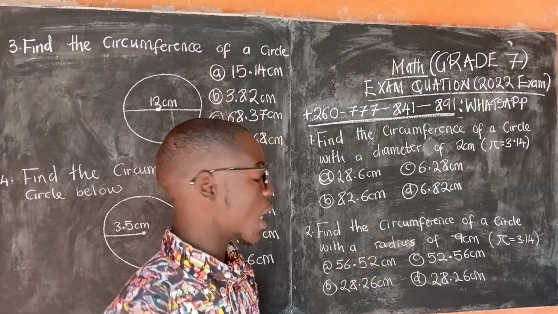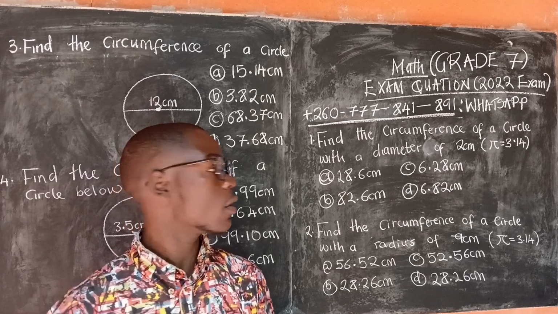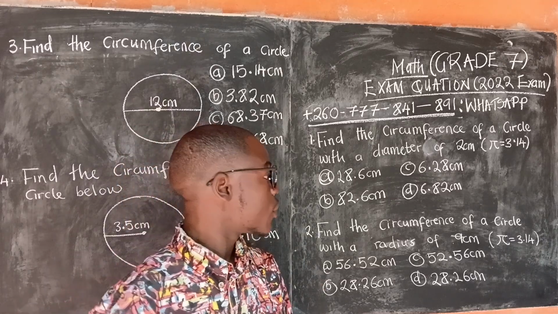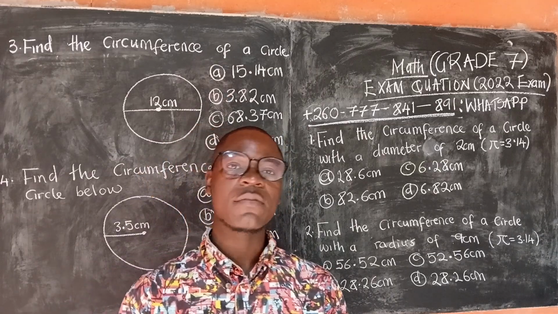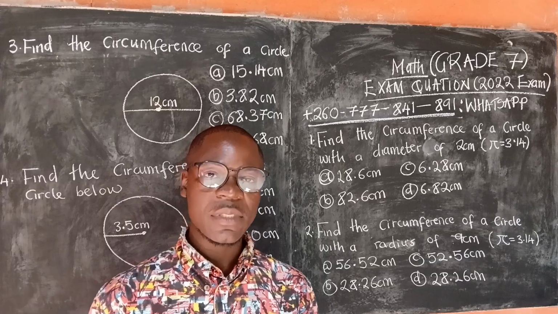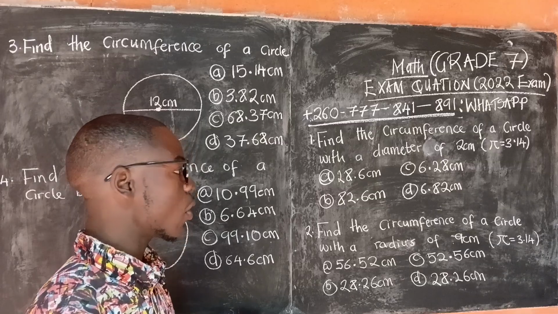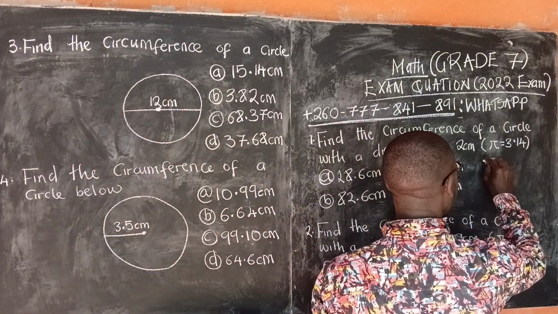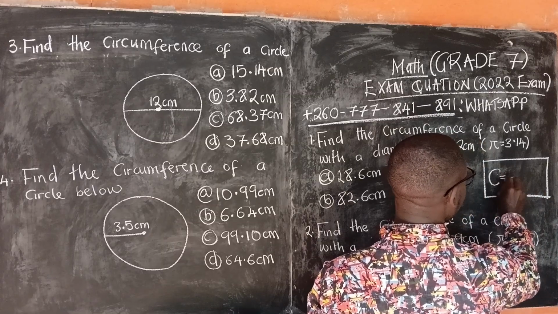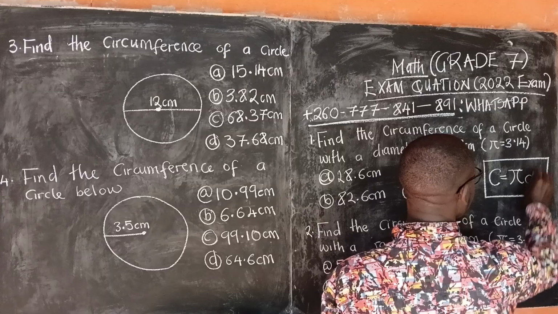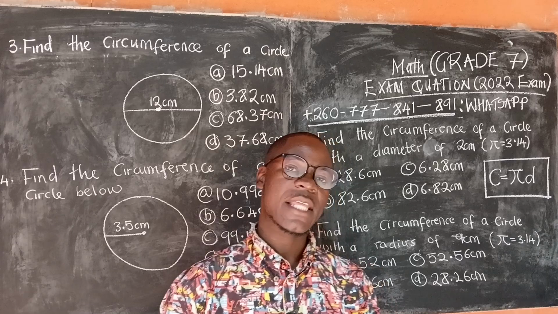Out of these questions, we want to understand how we calculate the circumference of a circle. To calculate it, we use the formula: circumference is equal to pi times the diameter. This is the formula that we normally use. Now here's the part where I need you to understand very well.